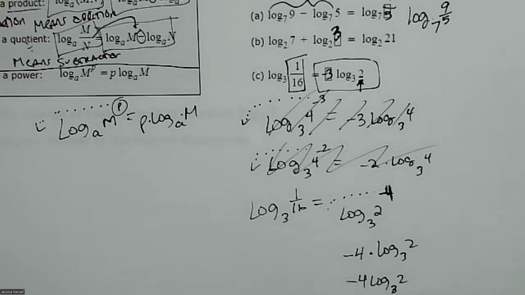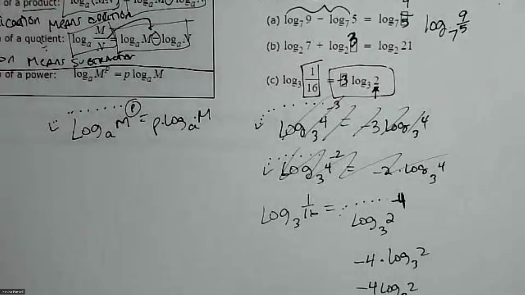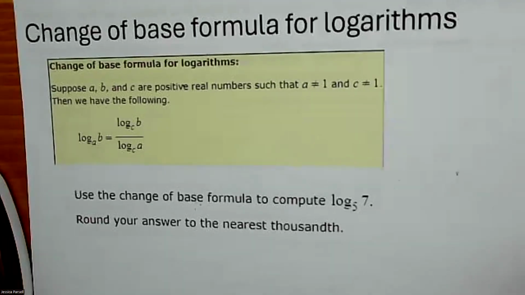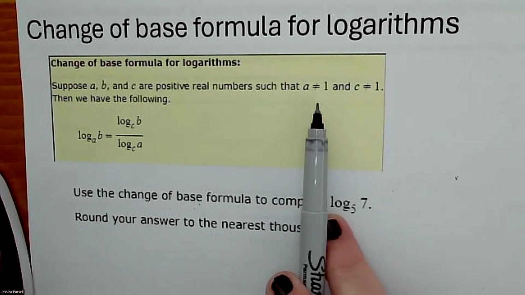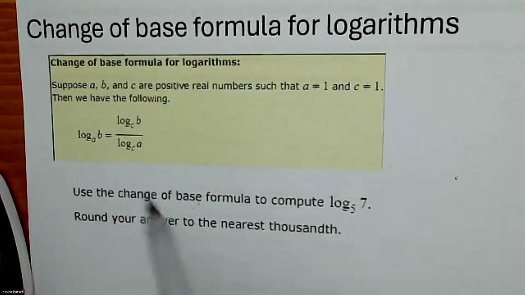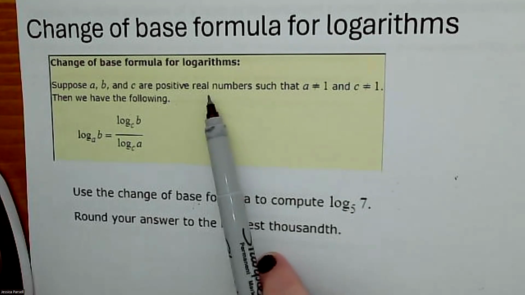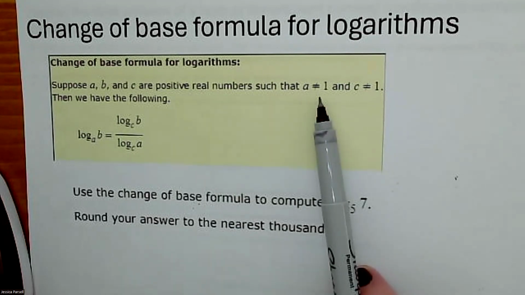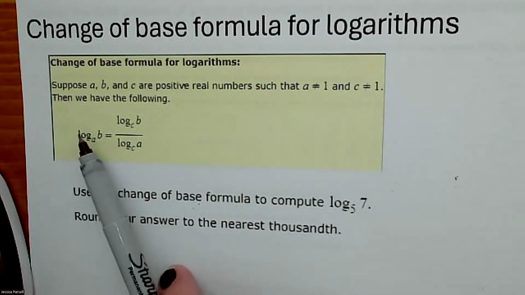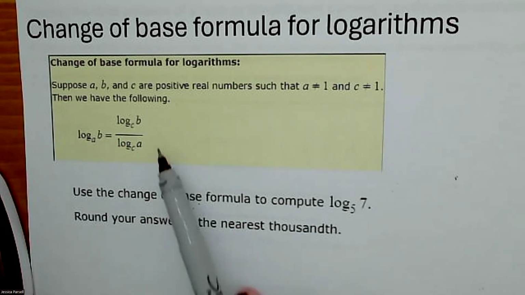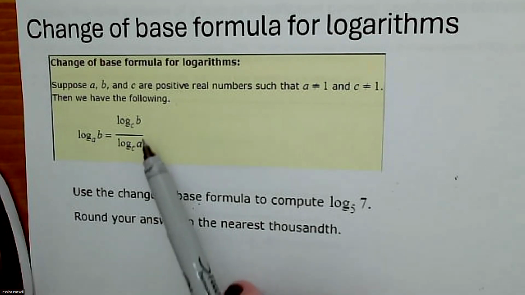Okay, let's see here. Let's keep moving. I think there's a little more we got to do. Okay, we got this. Okay, there's a change of base formula for logarithms. Now, this little formula comes in handy because sometimes you might have A, B, and C that are all positive real numbers. A is not equal to 1, C is not equal to 1. If that happens, then you can use the change of base formula, which is this formula here, and just simply divide the two logs.